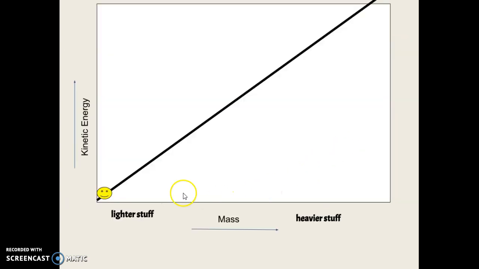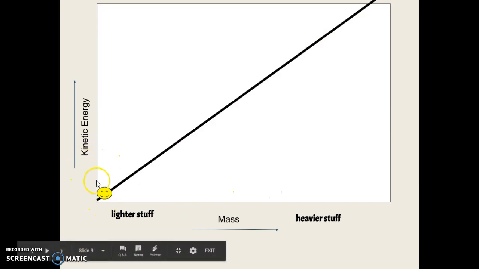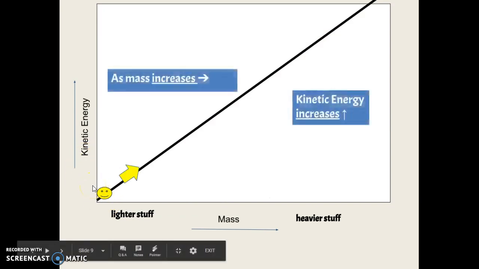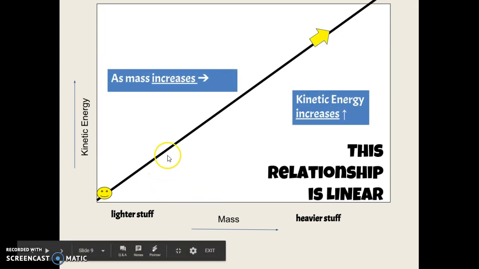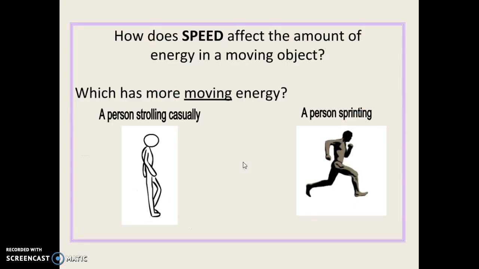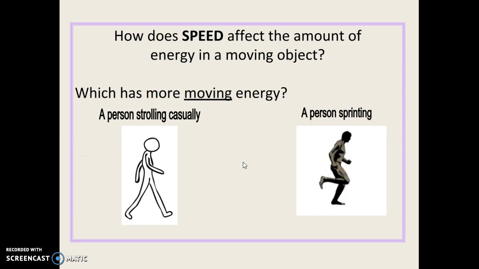And so smaller, lighter stuff is going to take very little energy to lift, but as we start to increase that mass, our kinetic energy increases. So they're directly related. You can't increase one without increasing the other, and you can't decrease one without decreasing the other. So how does speed affect this?